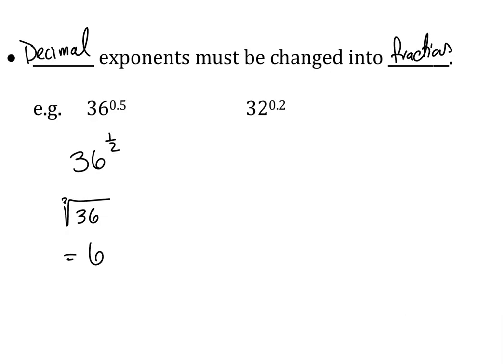What about this one? 32 to the power of 0.2. So let's get into its simplest form, 2 over 10, but we know that that can be simplified to 1/5. Okay. So that means that 32 to the power of 0.2 is going to be 32 raised to the power of 1/5.